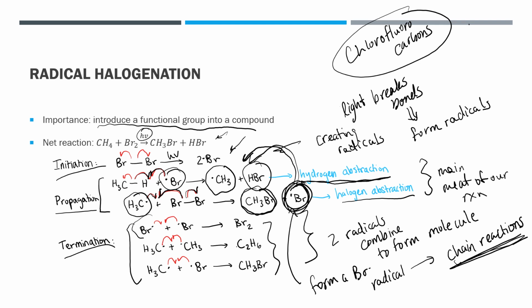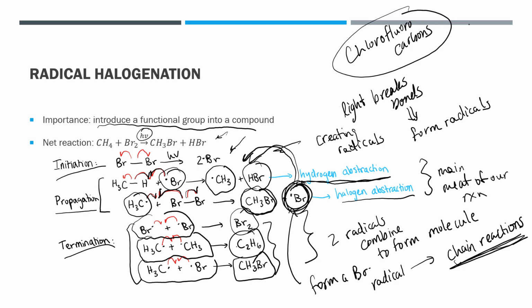So here I've shown bromines coming back to form Br2. Here I've shown methyls coming back to form ethane. And here I've shown our methyl radical and our bromine radical forming CH3Br. So this is just any combination of radicals if they meet each other by chance.